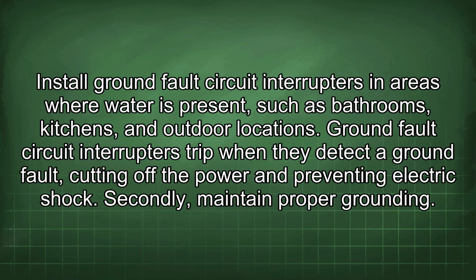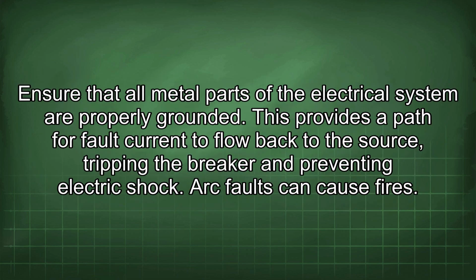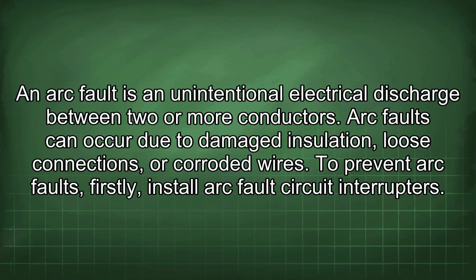Secondly, maintain proper grounding. Ensure that all metal parts of the electrical system are properly grounded. This provides a path for fault current to flow back to the source, tripping the breaker and preventing electric shock. Arc faults can cause fires. An arc fault is an unintentional electrical discharge between two or more conductors. Arc faults can occur due to damaged insulation, loose connections, or corroded wires.